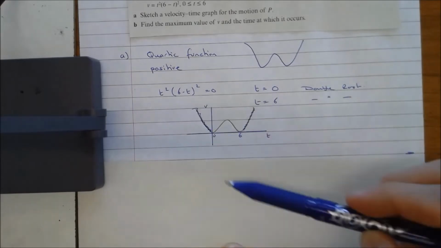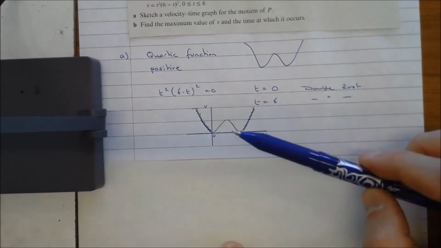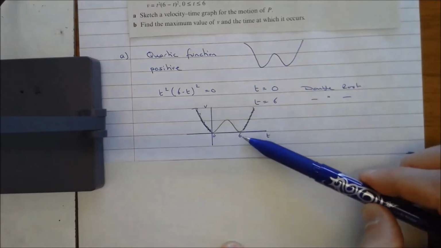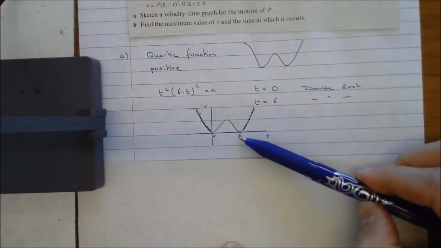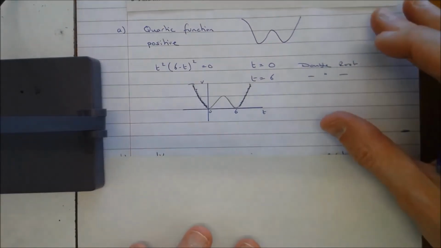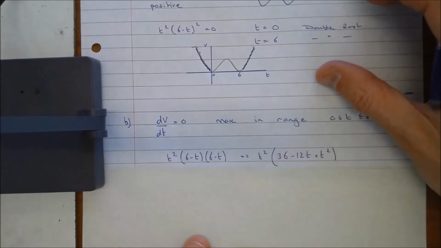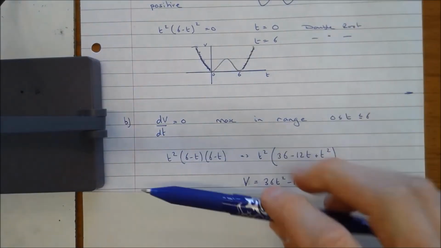The next part, we've been asked to find the maximum value of v. So dv by dt is equal to 0. It's going to refer to this point here, so maximum, we can see that, and that's in the range as given. So what I'm going to do here is just expand out the equation for velocity so it's ready, or prepared, for differentiation.